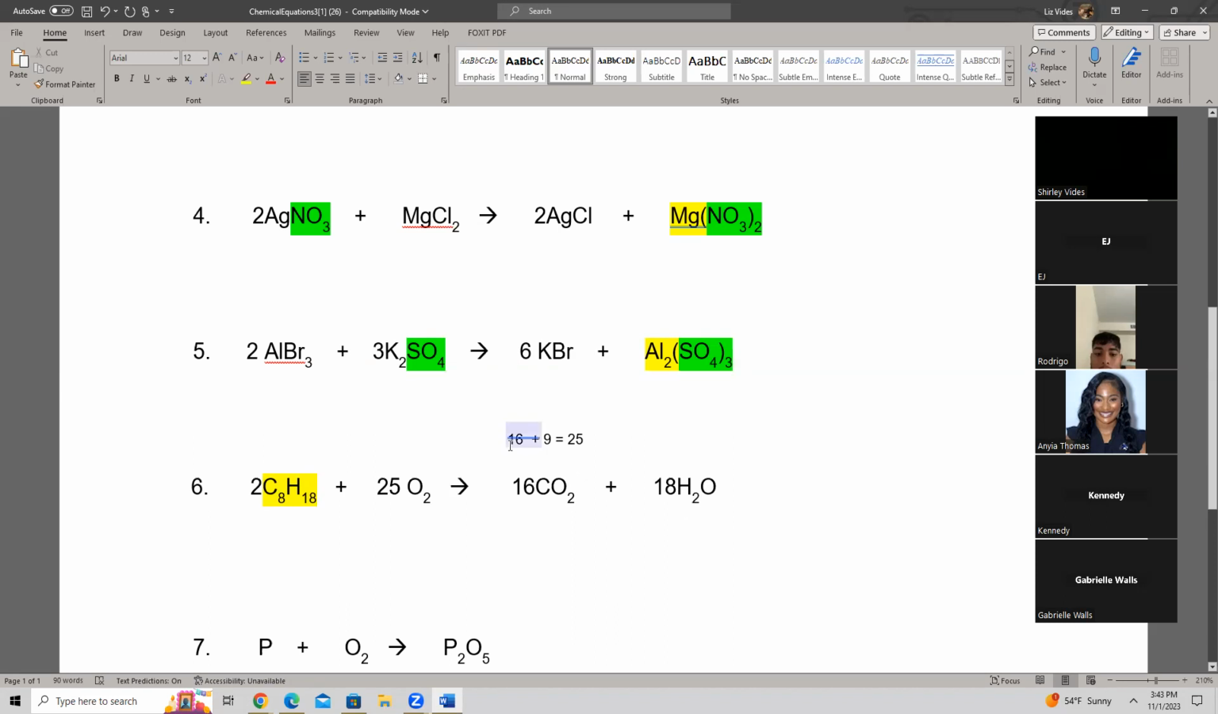And if you add, let's see, 16 times 2 is 32. That's not going to work. Yeah, that is 50 total, right? So that is going to be equal to 32 plus 18. Is that correct? See? So that is exactly the balancing of the oxygens.